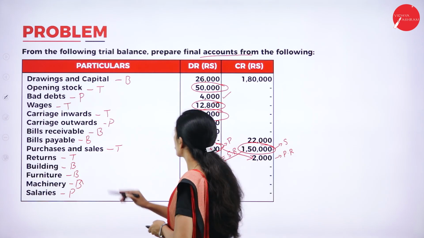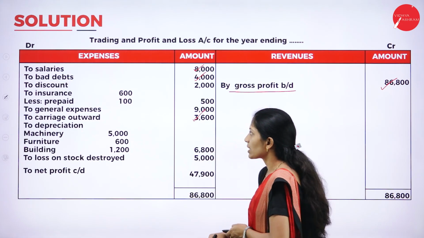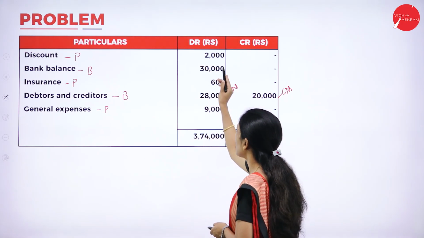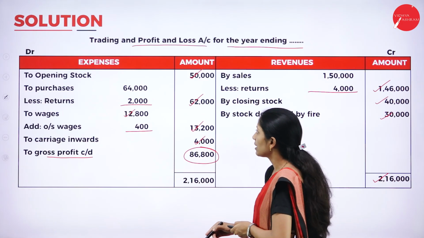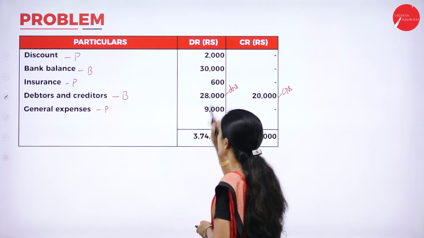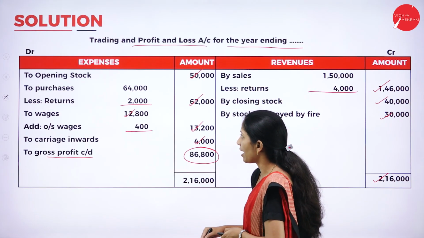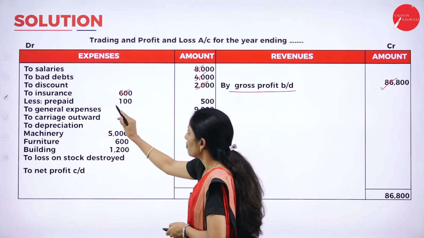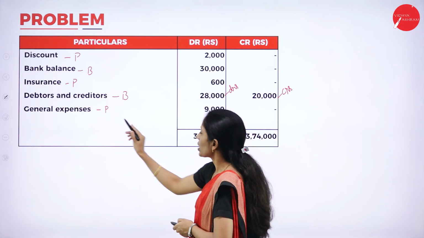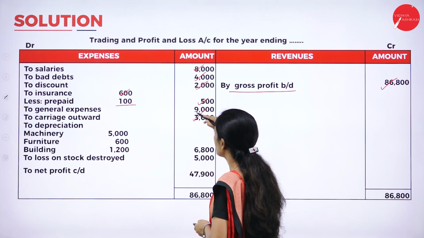After that, carriage outward 3,600. So, carriage outward 3,600. After carriage outward, salaries we have done, discount 2,000. So, record that discount 2,000. Next one, insurance 600, but there is a prepaid. So, minus that prepaid, 600 minus 100, so you'll get 500. After insurance, general expenses 9,000. So, record that general expenses 9,000.